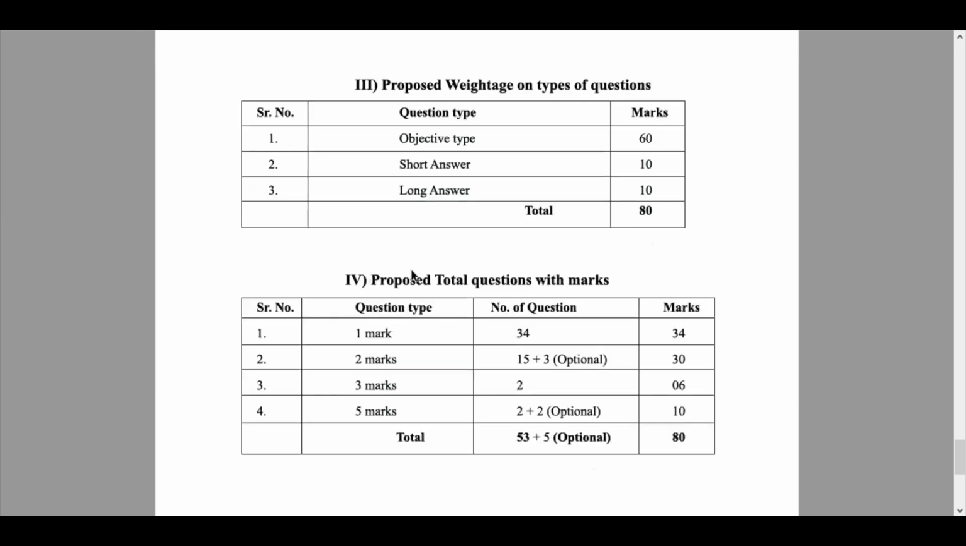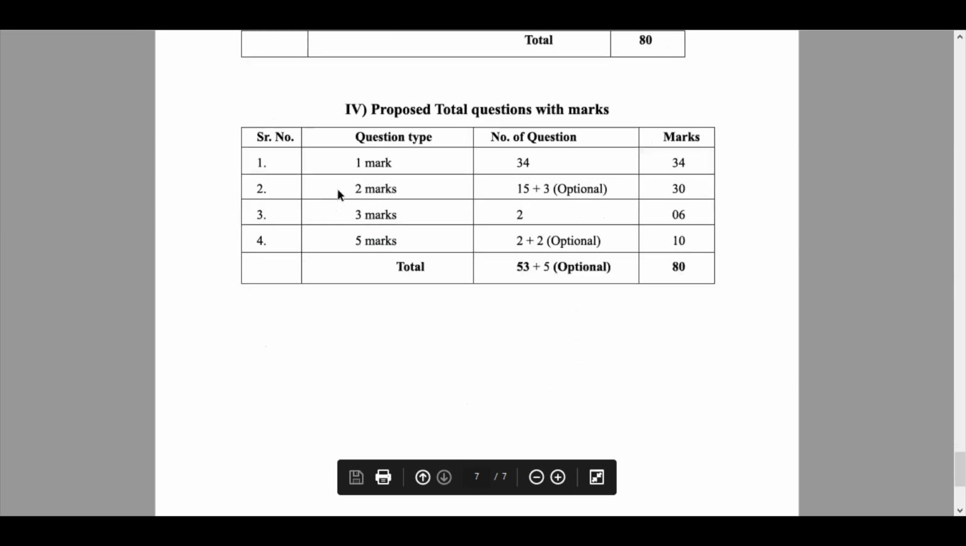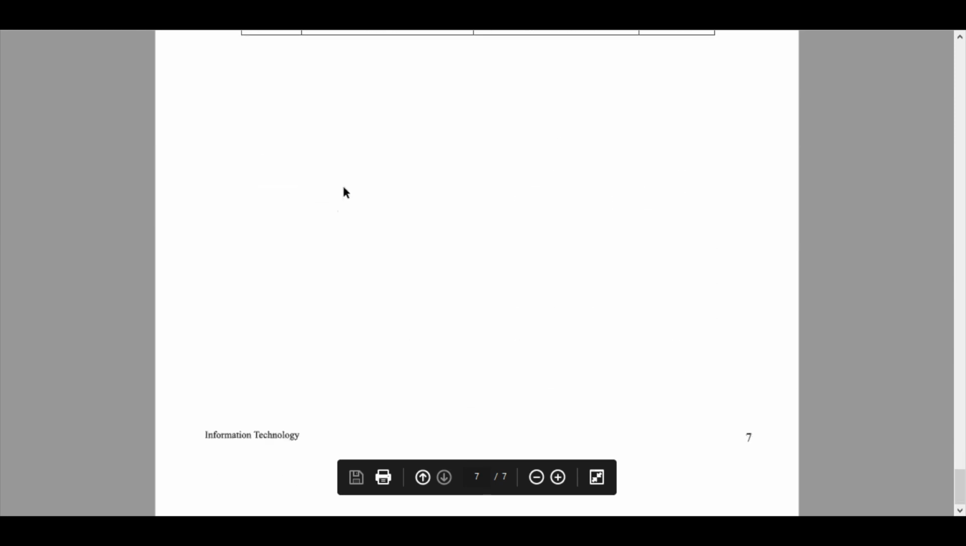Then we move forward to our proposed total questions with marks. Here our 1 mark questions will have no options. Your MCQs, your objectives, they won't have any options. Yes, 2 mark questions will be optional. Then 3 mark questions, and so on. So this was our proposed total questions weightage.